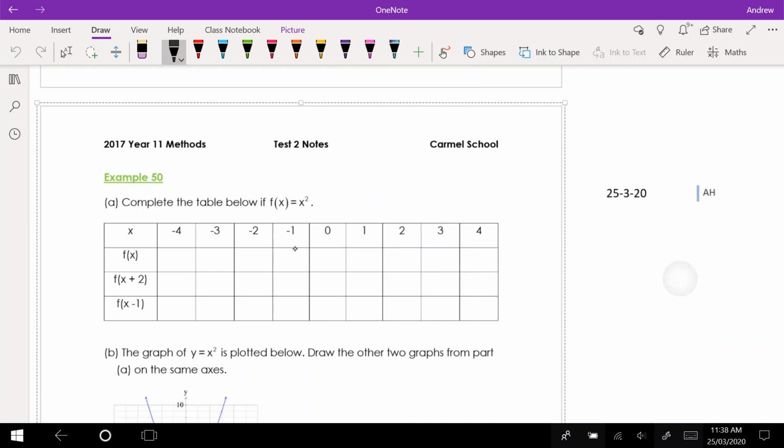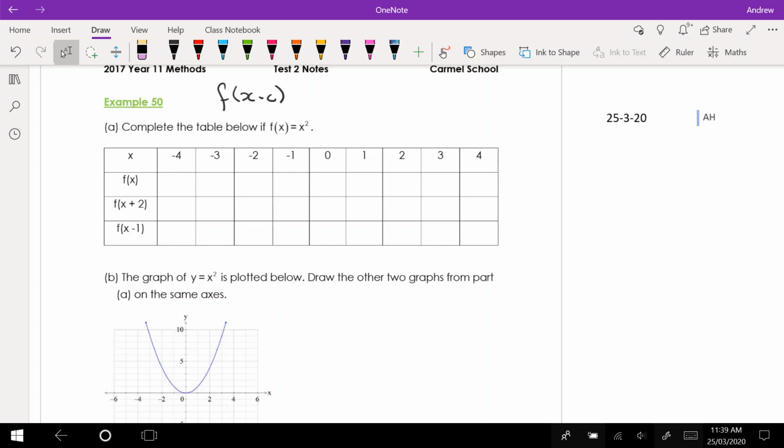So for the transformation for this, we are talking about f of x take c. Again, for every function, this will have the same effect on the function, but we just need to start recognizing what we're doing. I'm just going to start by filling out what these functions should be. So if f of x is equal to x squared, putting in negative 4, we get 16, 9, 4, 1, 0, 1, 4, 9, 16.